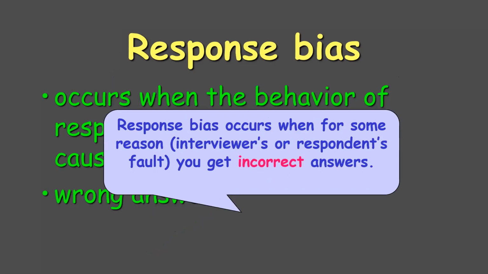So response bias occurs when, for some reason, it could be the interviewer's or the respondent's fault, you get incorrect answers. Okay, so response bias is when you get incorrect answers, either based on the way a person is asking a question, the relationship of the person asking the question, or whatnot. Same thing if a parent asks the child if they did drugs. Okay, again, they'd probably not be honest, but their friend, they'd probably tell their friend the truth.